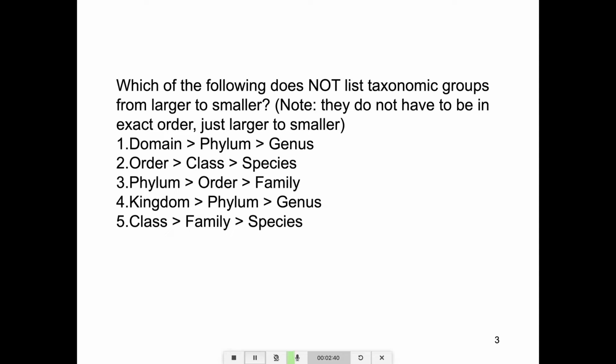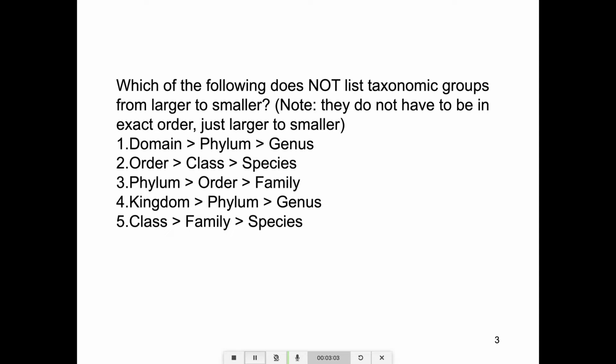Another question harkening back to this idea of taxonomic groups, just as a review. Which of the following does not list taxonomic groups from larger to smaller? Note they don't have to be in exact order, just from larger to smaller. So like, is domain a larger group than a phylum, and is phylum a larger group than a genus? So go ahead and answer that question.